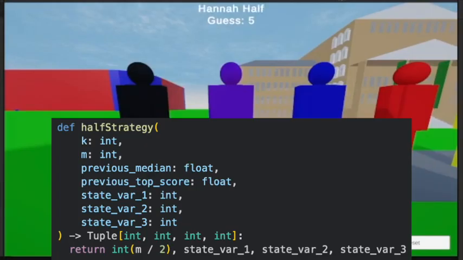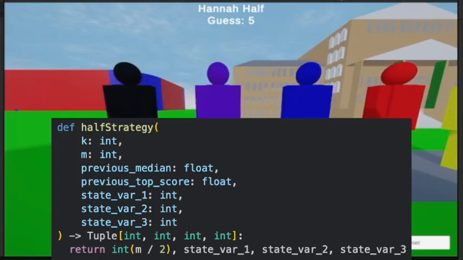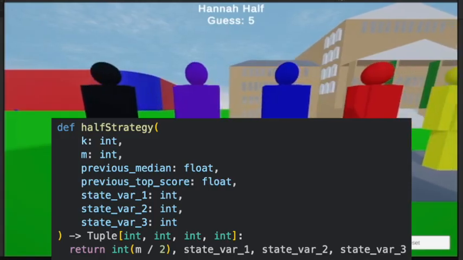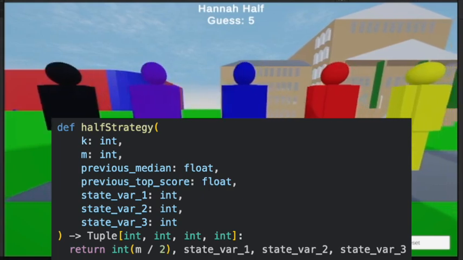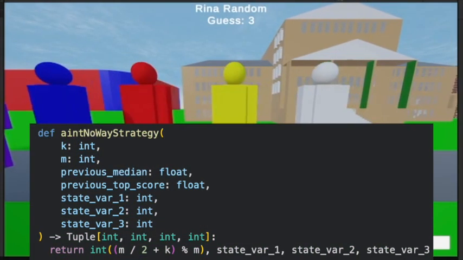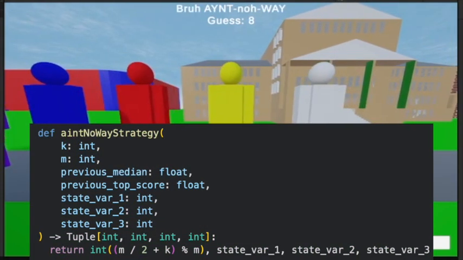The half strategy always guesses M over 2, regardless of what K is. This is a smart strategy that can only have a loss of up to around M over 2, while the 0 strategy and the random strategy can have losses up to M-0.5 because of true median. If the target is randomly chosen, then the half strategy will have a bounded loss, often making it a safe strategy to use. Finally, there's the in no way strategy, which guesses M over 2 plus K mod M.